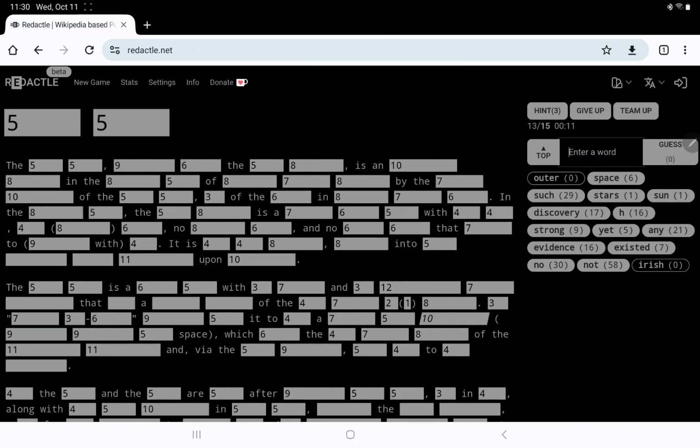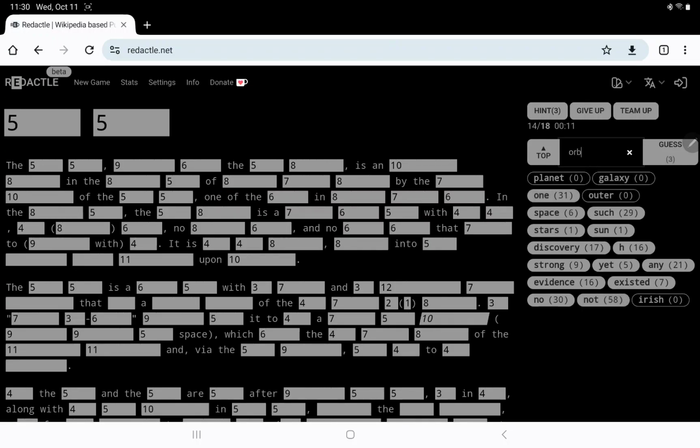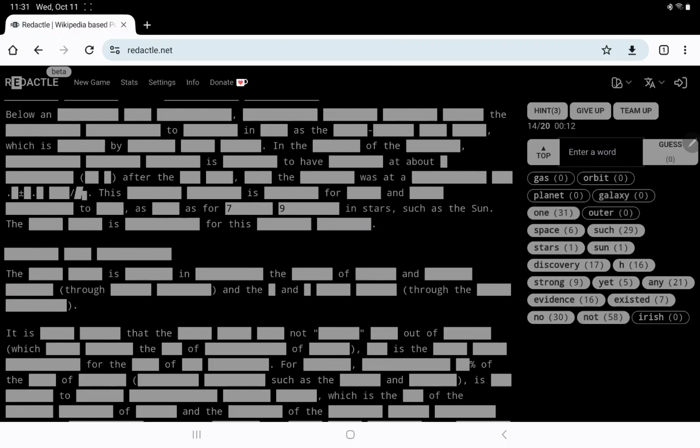By the 7-10 of the something. One of the something. Let's try galaxy, planet, orbit. Wow. Oh, maybe it's more to do with chemistry, a gas. No.